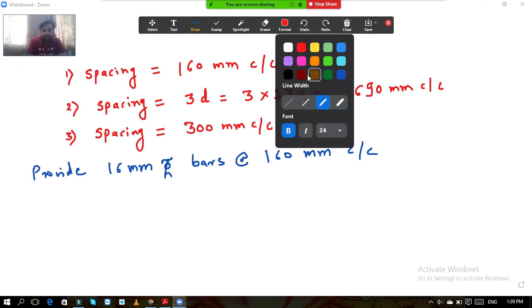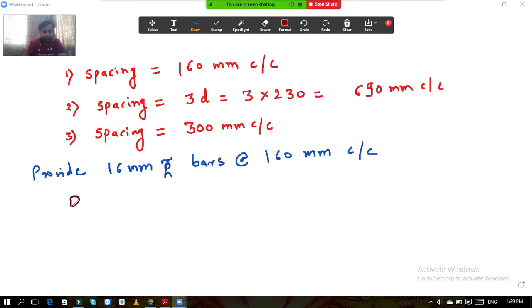So I will write the second heading, distribution steel. Now to provide the distribution steel, we know the clause for it. If mild steel is there, then it is 0.15% of the total gross area, and if it is high strength steel, Fe415 or Fe500, then it is 0.12% of gross area.